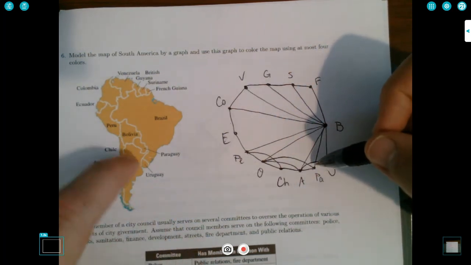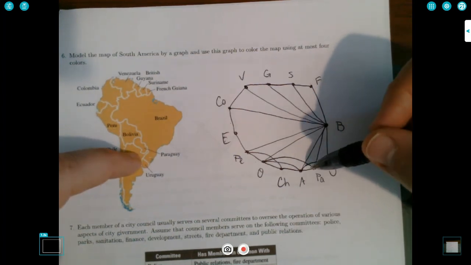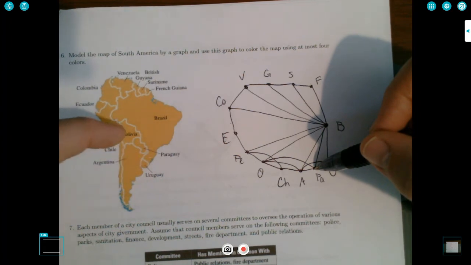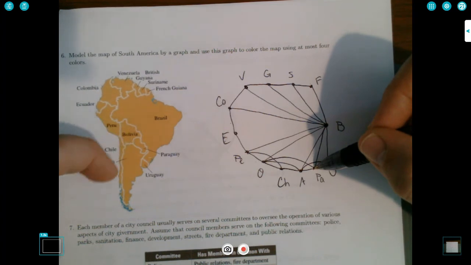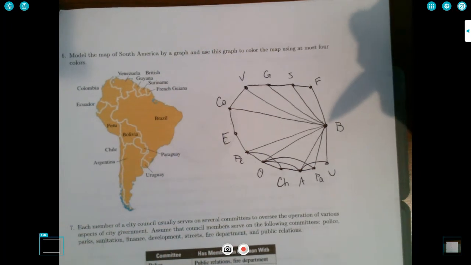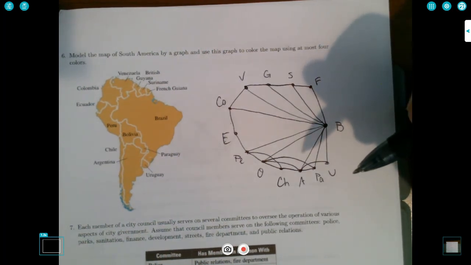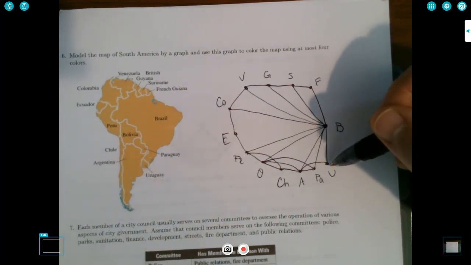Okay. Paraguay has borders with Argentina, Bolivia, which I've already got on there, Brazil, which I've already got on there, Bolivia, Argentina, and Brazil. I think that's it. Uruguay has borders with Argentina and Brazil, and I think that's it for that one.